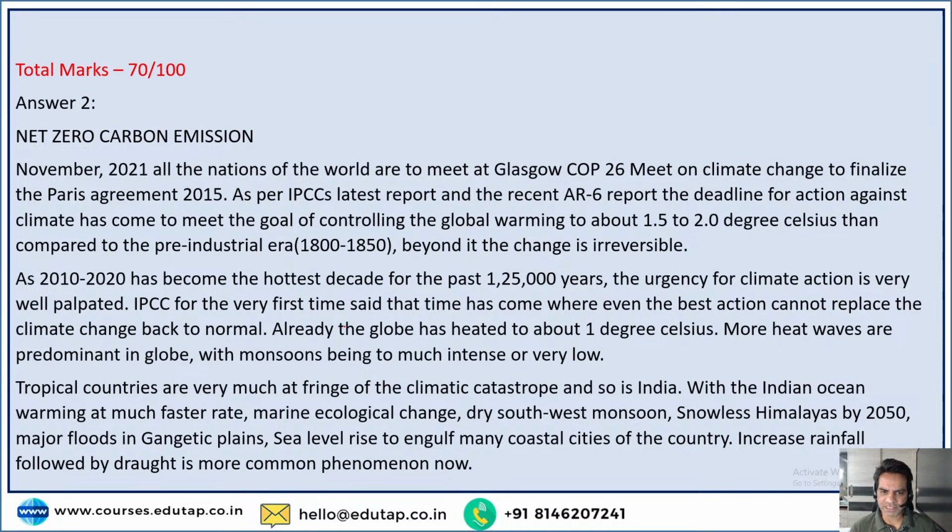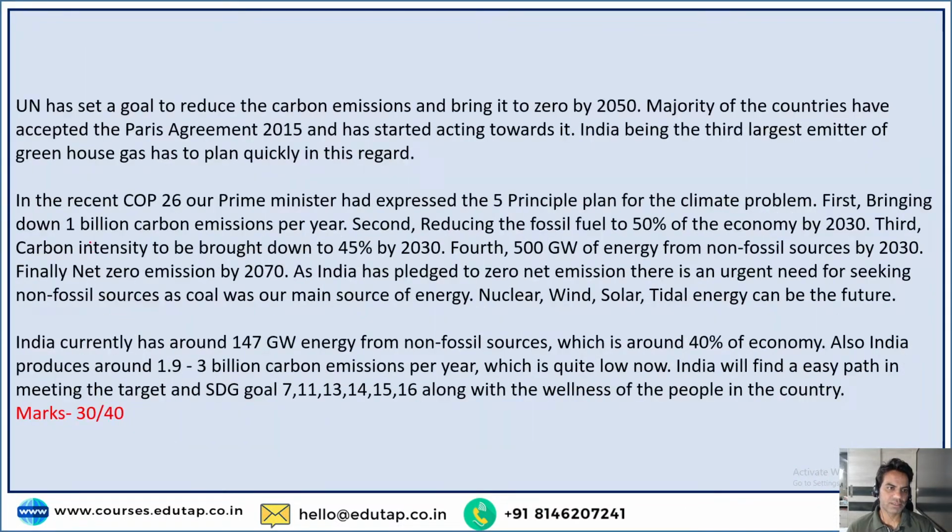Now, IPCC for the very first time said that time has come where even the best action cannot replace the climate change back to normal. Already the globe has heated to about 1 degree Celsius. More heat waves are predominant in globe, with monsoons being too much intense or very low. Tropical countries are very much at fringe of the climate catastrophe, and so is India. With the Indian Ocean warming at much faster rate, marine ecological change, drought southwest monsoon, snowless Himalayas by 2050, major floods in Gangetic Plains, sea level rise to engulf many coastal cities of the country, increased rainfall followed by drought is more common phenomenon now. Then let's see what else has been written.